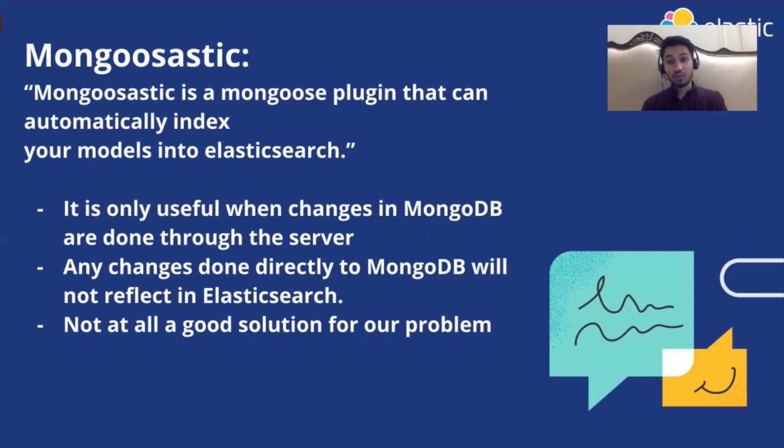And there's another problem using this: if we have multiple sources that are updating MongoDB, then this will eventually fail. So how can we sync MongoDB and Elasticsearch in real time?